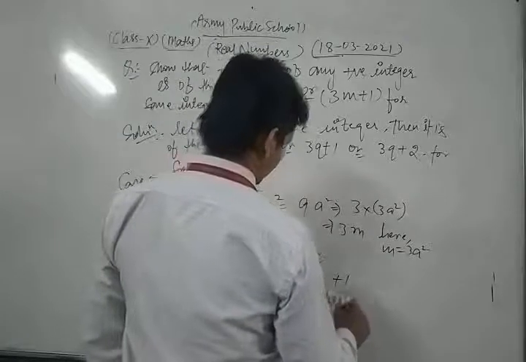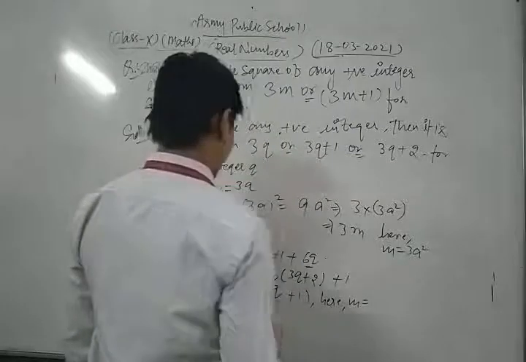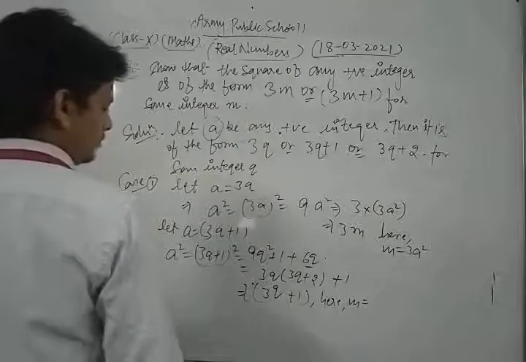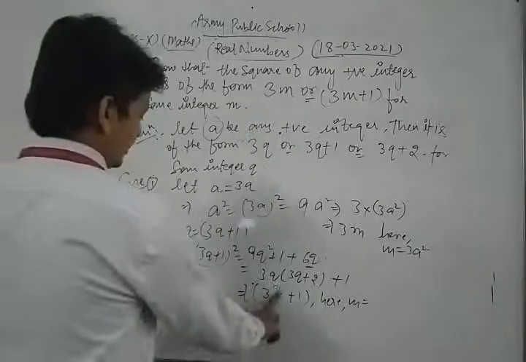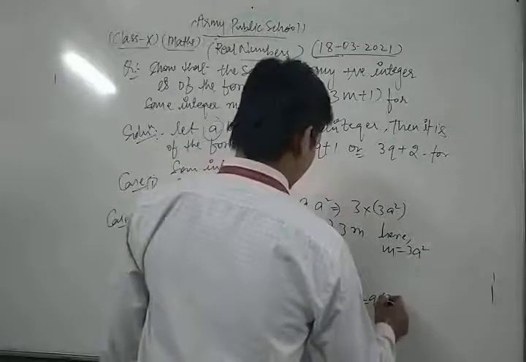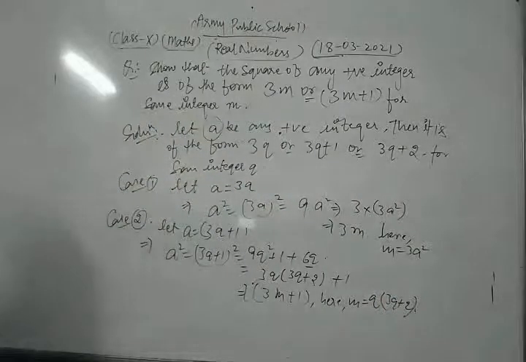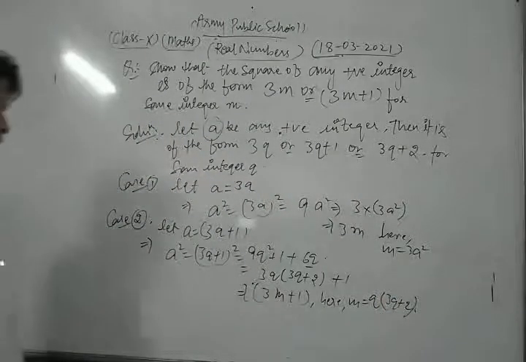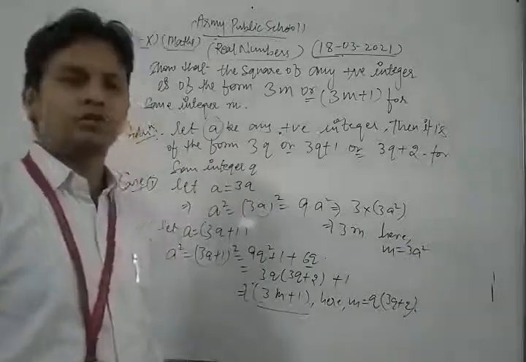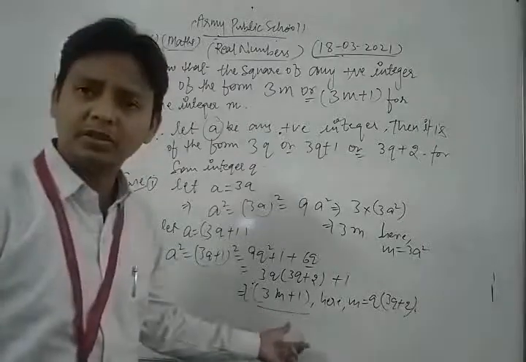Here m is equal to q in bracket 3q plus 2. Okay, so in this way it is also proved that the square of every positive integer is of the form 3m plus 1.